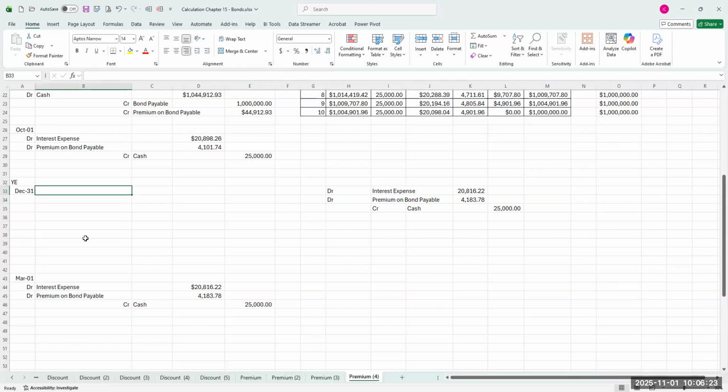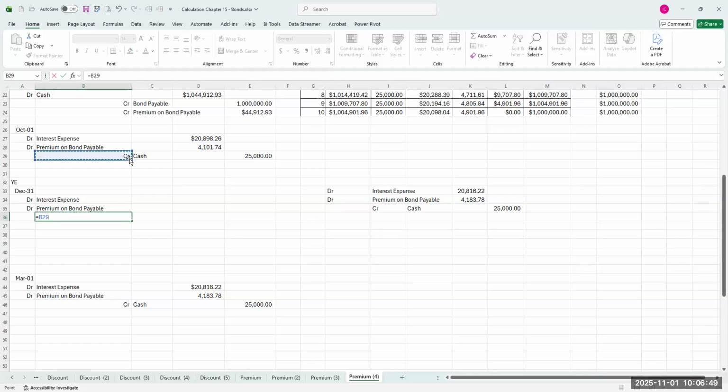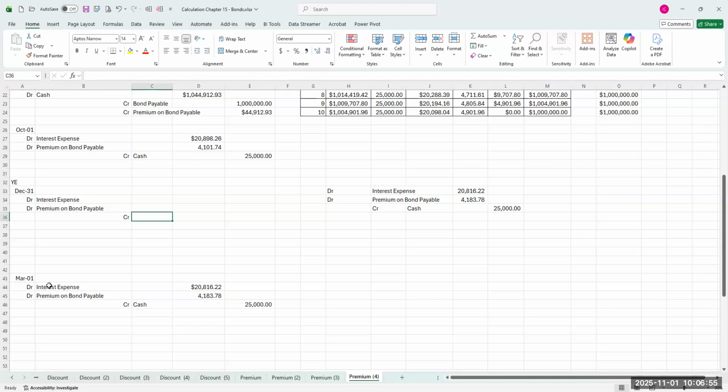But on December 31st, I have to accrue my interest expense. So I'm definitely going to have interest expense and bond payable on December 31st. Sorry, not this way. It has to be this way. Definitely I'm going to have those two accounts. So I'm going to make it equal to this one. Now, the credit in this case is not going to go to cash because I'm not paying cash on December 31st. I'm paying cash on March 31st. So that's going to be interest payable. That's what I have to pay on March 1st.